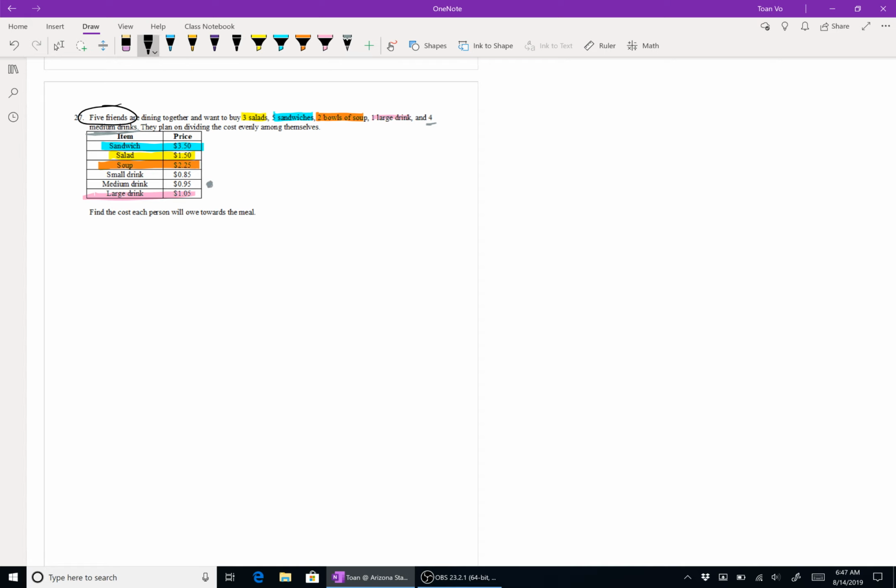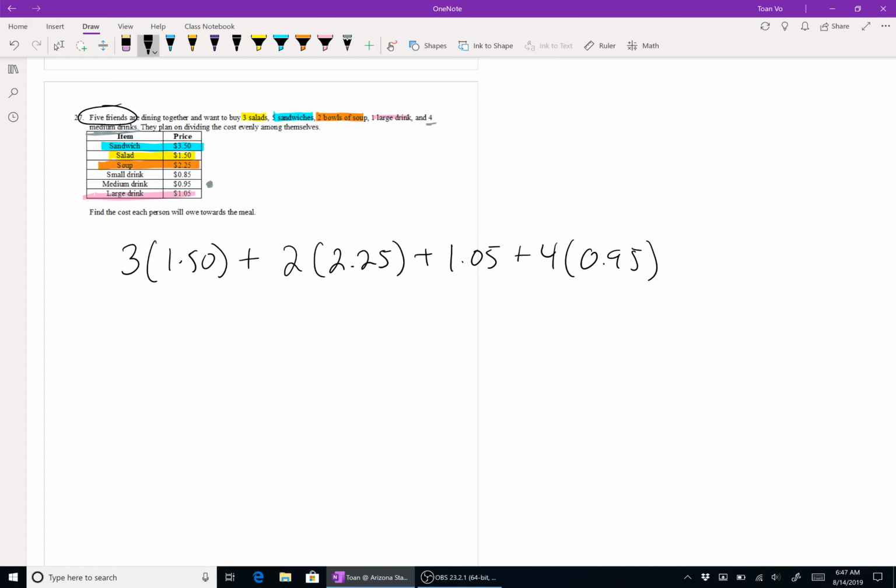It says find the cost each person will pay. Well, when you split a check, you just divide it evenly. You divide the total bill evenly, but we got to find the total bill first. So according to the problem, we have 3 salads at $1.50 each, plus 2 bowls of soup, which is $2.25 per soup. Just 1 large drink, which is $1.05, and 4 medium drinks, which is 95 cents. That's going to be the total, so that won't be our final answer. That'll just be the total. So I'll go ahead and take a calculator and just quickly do this.